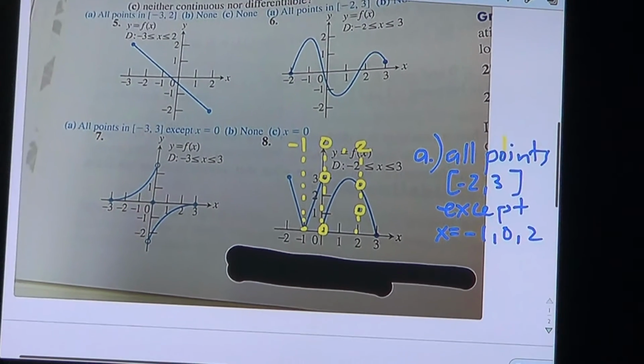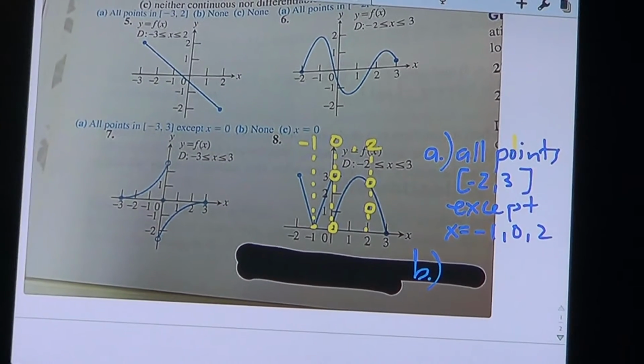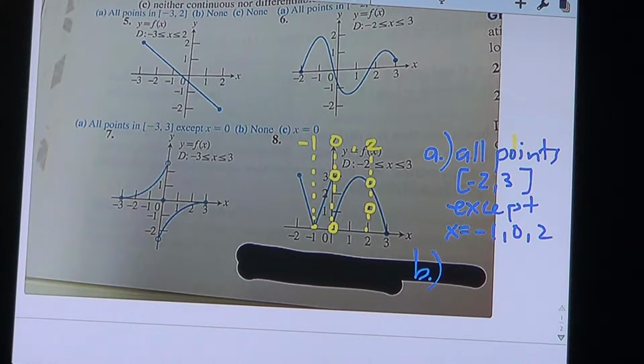And then it says, where is it continuous but not differentiable? So the function itself is continuous, but we can't find the derivative of it. So of those three x values, is there any place where it was continuous but not differentiable?